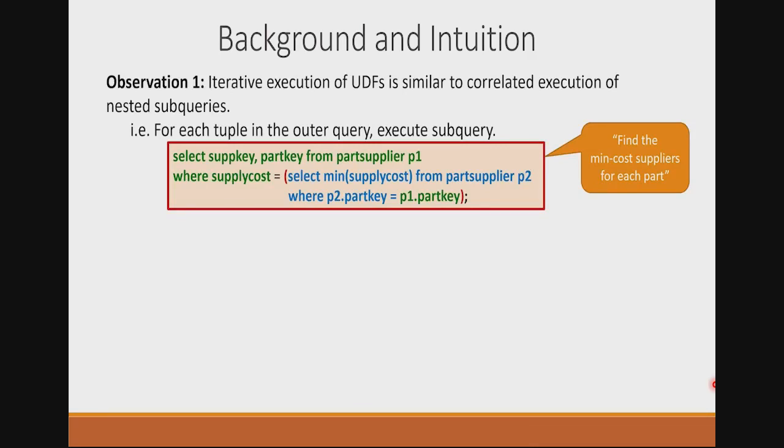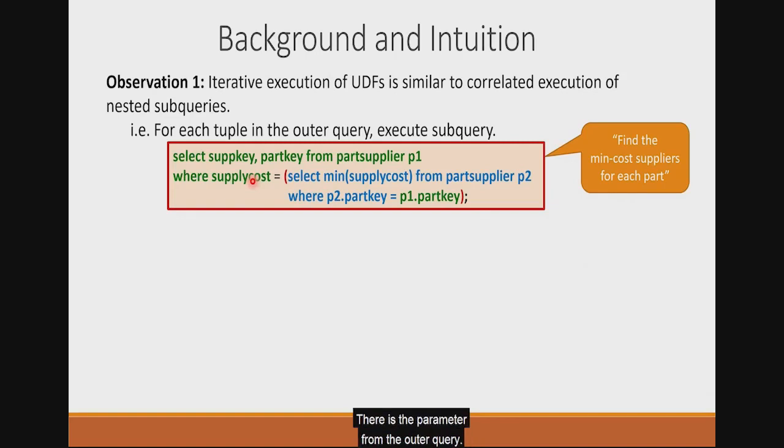The first one is that this iterative execution of UDFs is similar to what is known as the correlated execution of nested subqueries. I'll explain this with an example. Let's consider this SQL query, shown in green and blue, which is trying to find the minimum cost suppliers for each part in the database. Here there is a subquery. The query in blue is called a nested subquery, whereas the query in green is the outer query.